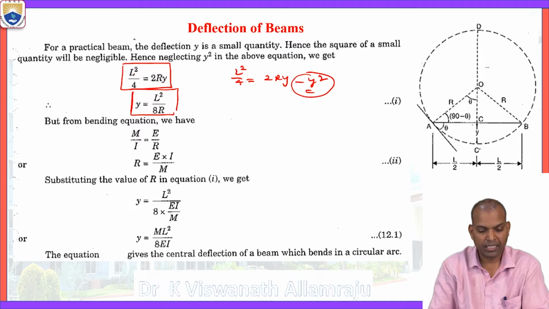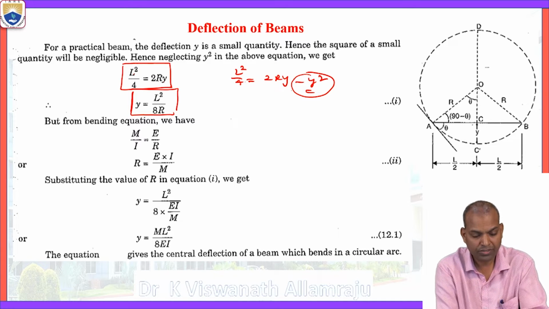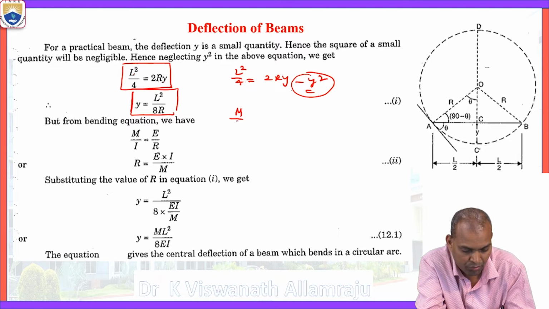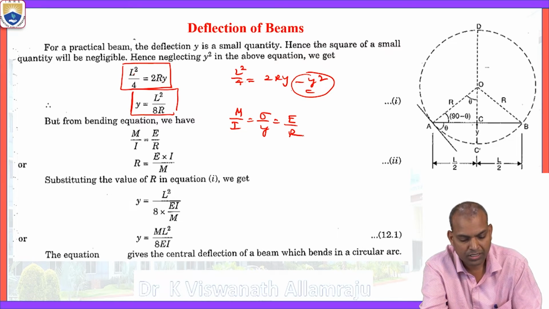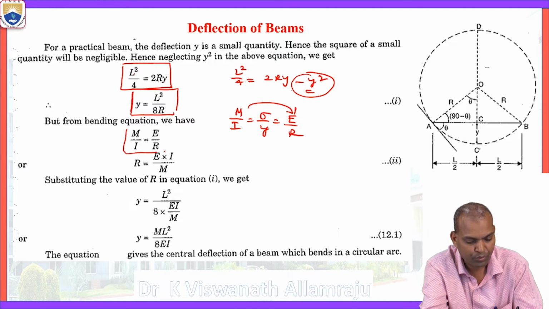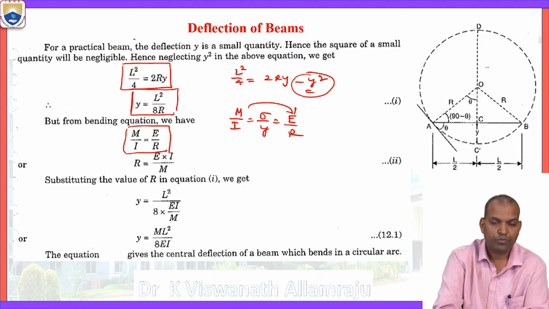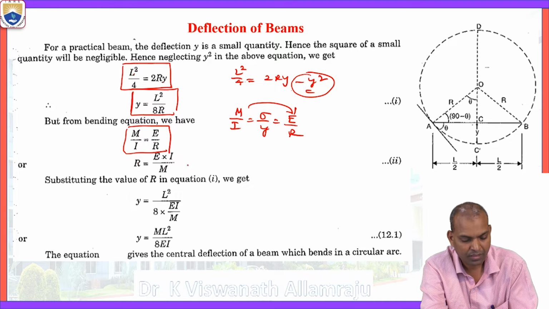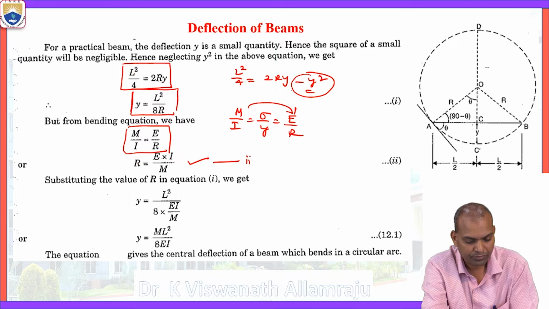Then we know the bending equation. What is the pure bending equation? The pure bending equation is M over I equals sigma by Y equals E by R. Here the terms related are M over I and E by R. From the pure bending equation we can extract R, that R equals EI by M. This is equation 2, and the earlier one is equation 1.